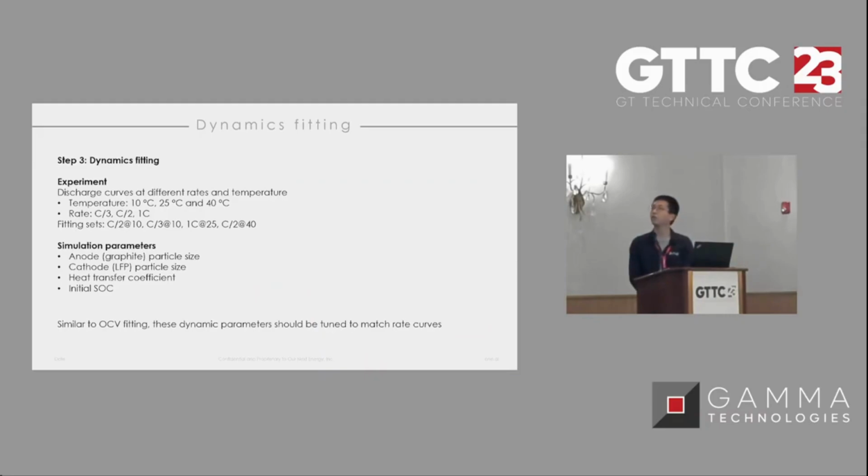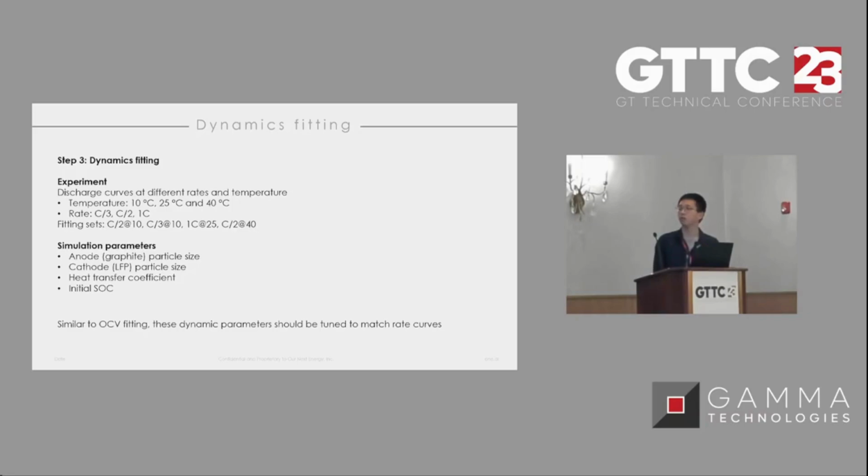After getting the balancing, what I want to do next is to get the dynamics. By dynamics, what I mean is to discharge or charge the cells at different rates and temperatures. So in the experiment, what we have is the discharge curves at different rates and temperatures. The temperature includes 10, 25, and 40 degrees Celsius, and the rate includes C/3, C/2, and 1C. So we are not going to use all the discharge curves for our fitting. What we use here is only C/2 at 10 degrees, C/3 at 10 degrees, 1C at 25, and C/2 at 40. Other curves are used for validation.